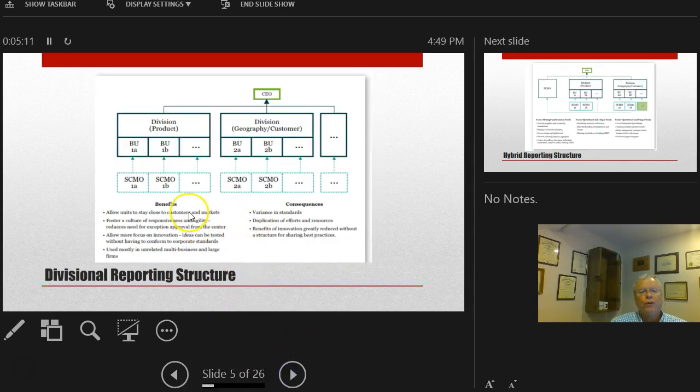So the divisional reporting structure is really just that. The supply chain operation reports into the business unit, which reports into the chief manufacturing officer or the chief executive officer, whatever the case may be. Now, the consequence of this is that you have every division doing its own thing. This is the negative side to that: you have one organization, but every division mapping out their own territory, their own way of doing things.